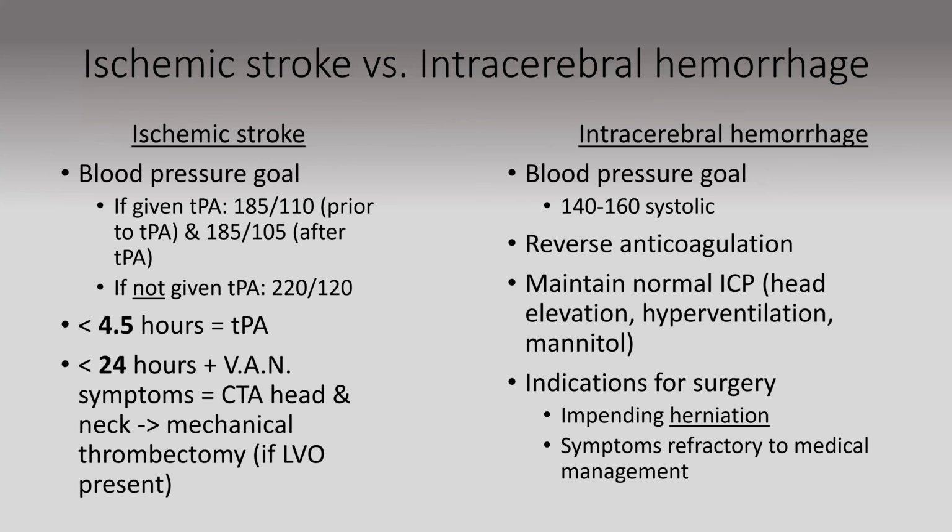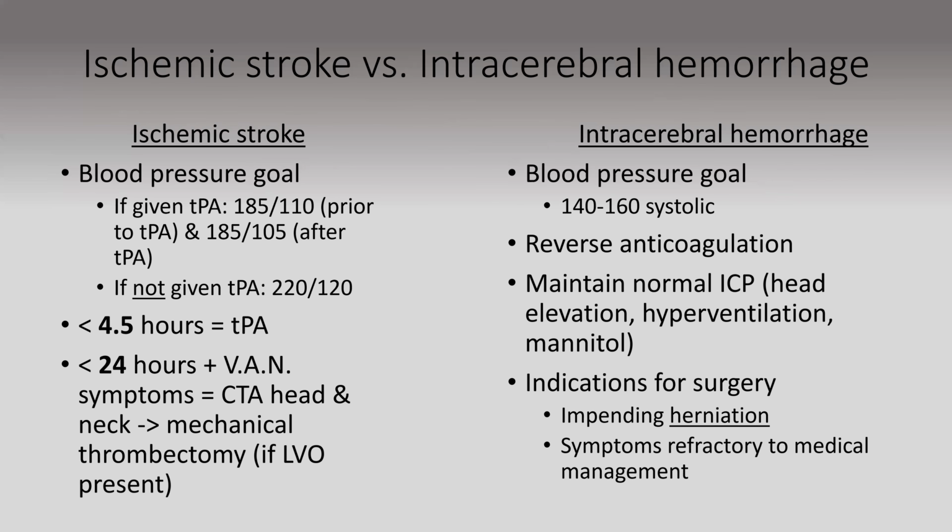So the blood pressure goal is 140 over 160. So a much lower goal. In an ischemic stroke, the blood can't get through a clot, and so you let the blood pressure stay higher. With intracerebral hemorrhage, there's blood leaking out of the vessels in the brain, so you want to keep the blood pressure lower to prevent further leakage. So it's the exact opposite concept.